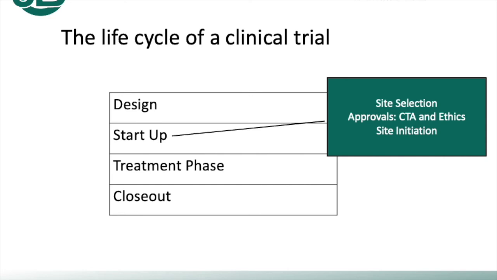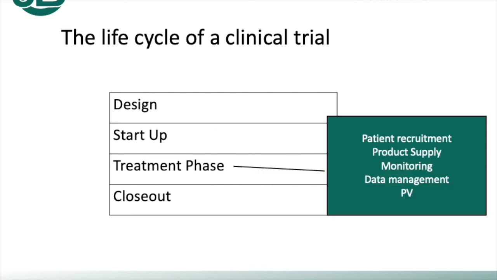And we also have to get ethics committee approval. And the ethics committee is an independent group that reviews the ethical aspects of the trial, and they either approve it or they say no. And once we've got those approvals in place, we then move on to site initiation. And that's where we get the sites ready to enter the first patient. So once the site initiation process is complete, we can then move in to the treatment phase, which is the next part. So during the treatment phase, the investigators will recruit patients into the clinical trial.